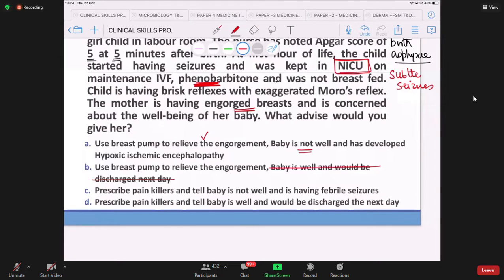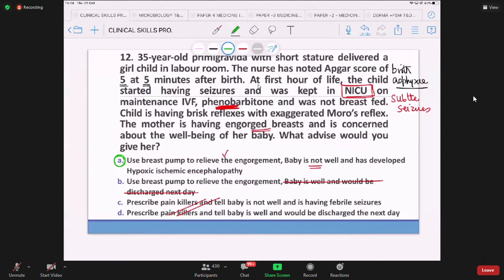You can obviously rule out option C in this case, prescribe painkillers, because we don't give painkillers for engorged breast. You need to relieve the engorgement not with painkillers, but rather with the expression of breast milk. The correct answer can definitely be worked out as option A. The majority of questions which are relatively longer will have some key points in the question, only 1 to 2 key points that will make you come to the correct diagnosis.